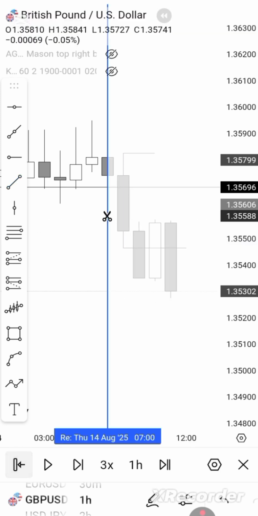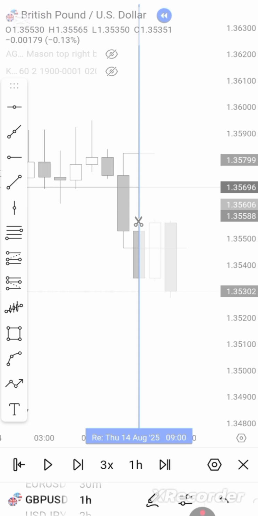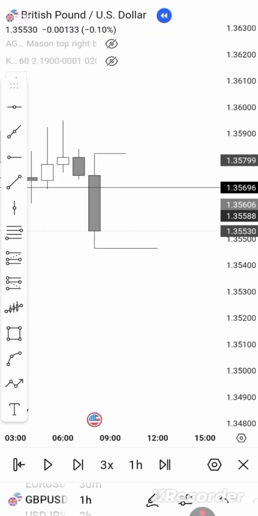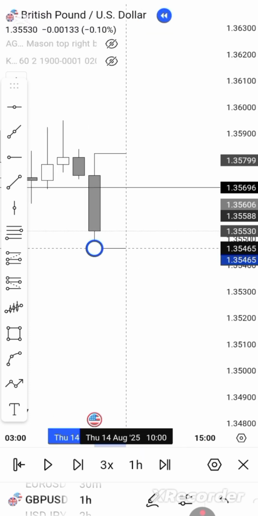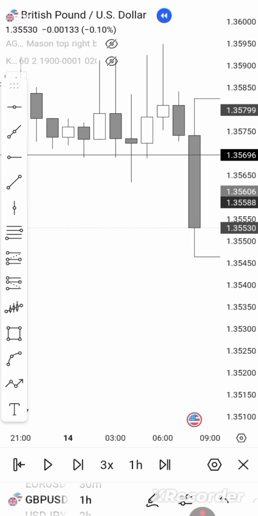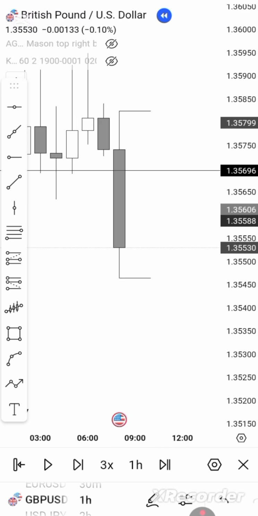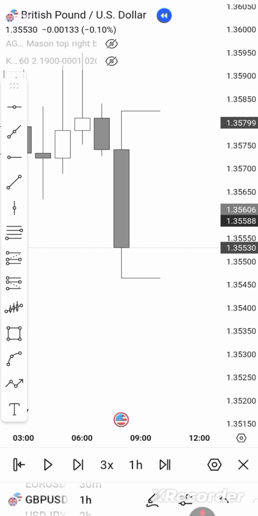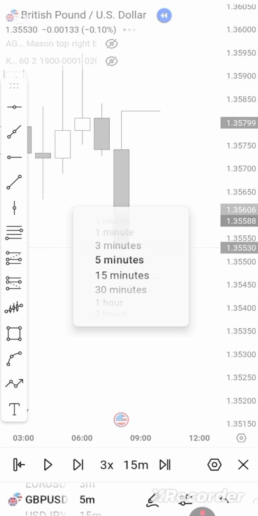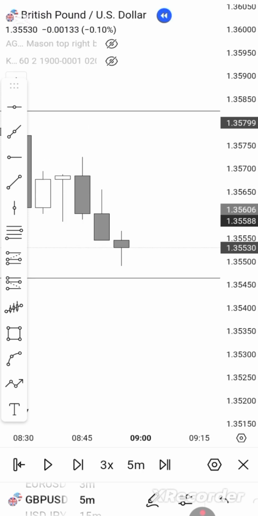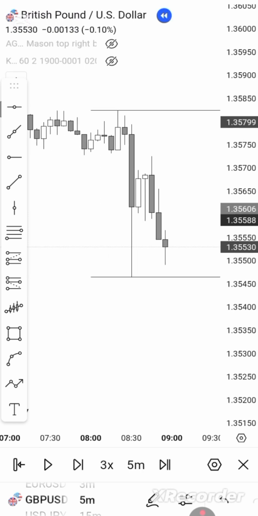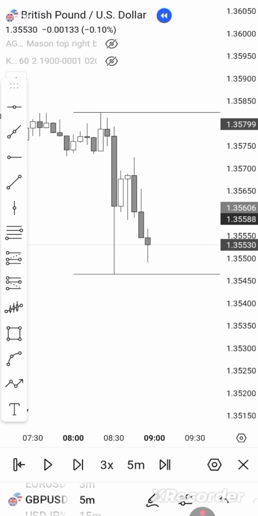I have to change this. Okay. Have it at the back of your mind that your first target is always what? The 50%. That's your first target. Now we have the high and the low of this 1 hour candle. Our second guideline says that we should go to 5 minutes and look for what? A break of the high or the low.